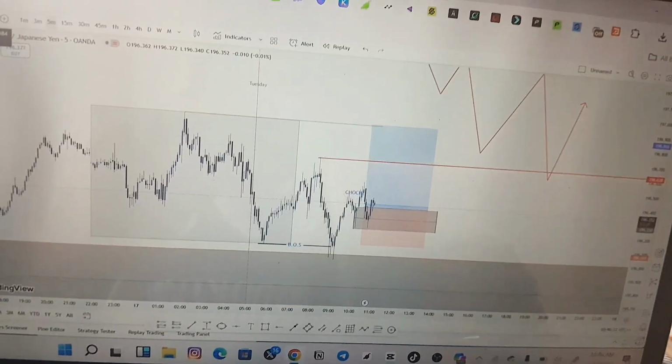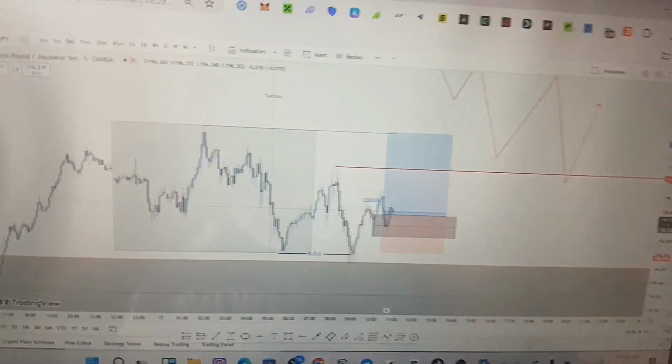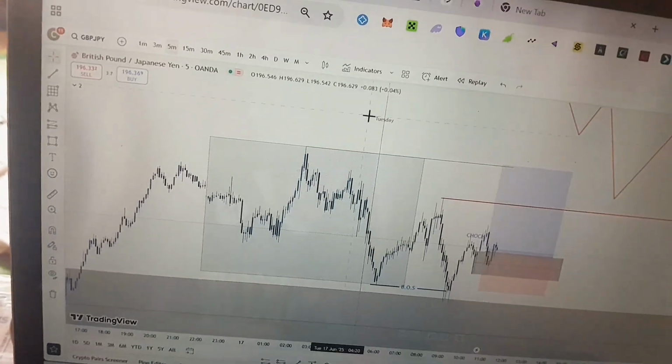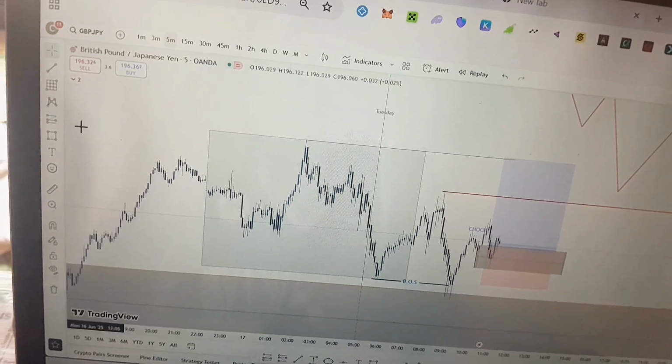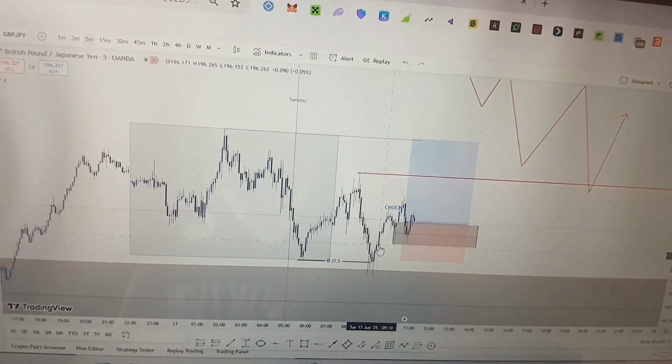Let me just go ahead and show you guys. By the way, today is Tuesday. All right, guys, this is the trade. I just got into this trade now. If you look at it, you see that it is GBP JPY. The trade just triggered me.